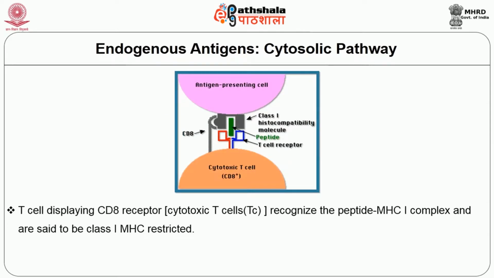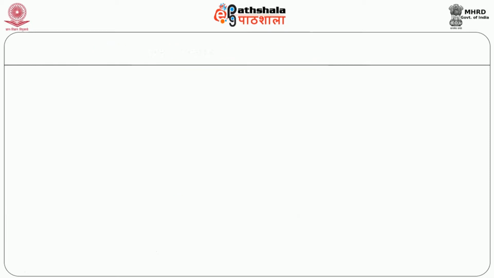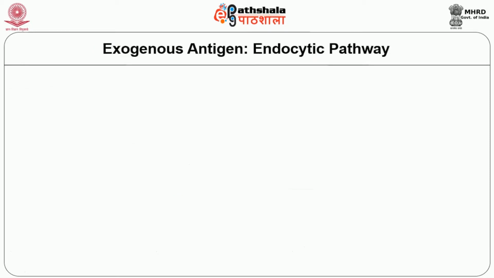T cells displaying CD8 receptors, that is cytotoxic T cells, can recognize this peptide MHC1 complex and are said to be class 1 MHC restricted. These cytotoxic T cells can attack and kill cells that display the antigen MHC1 complex for which the receptors are specific. The second pathway is the endocytic pathway.